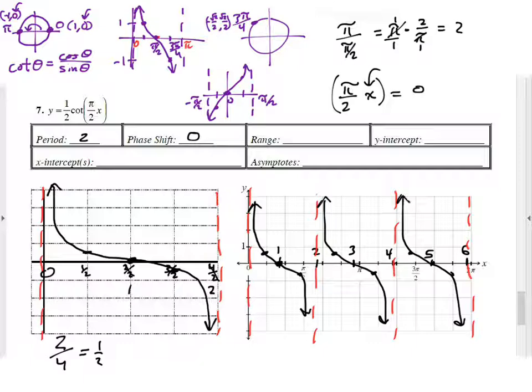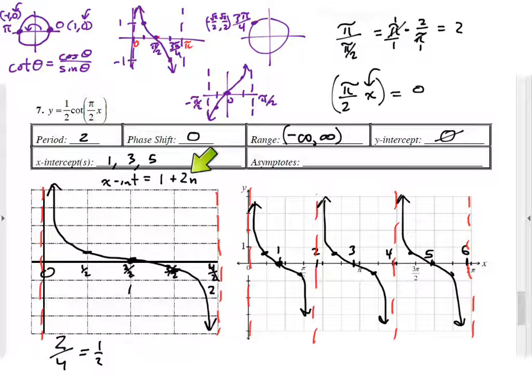All right, cool. Once you do that, you can do the rest of the stuff. The rest of the stuff is no problem. We go from -infinity to +infinity for our range. Our y-intercept doesn't exist because we have an asymptote there. Our x-intercepts are at 1, 3, and 5. If I wanted to find all my x-intercepts, I would start at 1, and I would add 2n. N means however many times we have to add the 2.